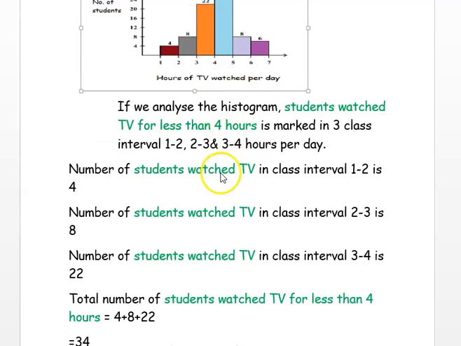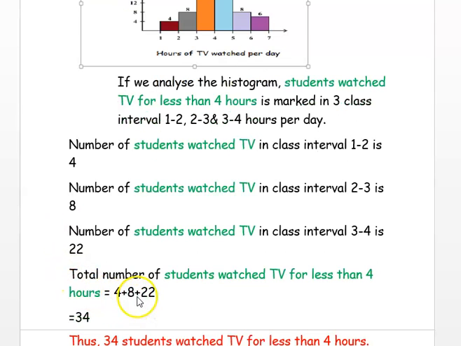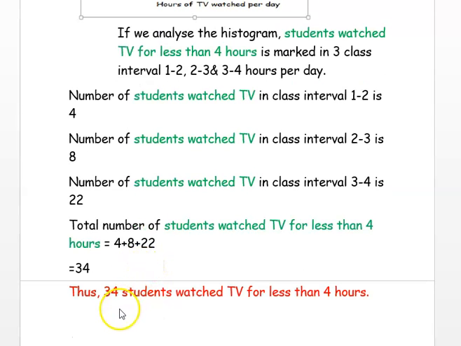Now we can find the total number of students who watched TV for less than 4 hours. We have to add all the number of students: 4 plus 8 plus 22. If you add up, 4 plus 8 is 12, and 12 plus 22 is 34. Thus we can say that 34 students watched TV for less than 4 hours.